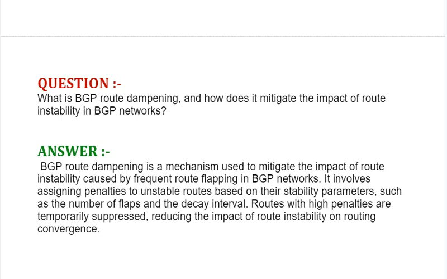Your answer should be: BGP route dampening is a mechanism used to mitigate the impact of route instability caused by frequent route flapping in BGP networks. It involves assigning penalties to unstable routes based on their stability parameters such as the number of flaps and the decay interval. Routes with high penalties are temporarily suppressed, reducing the impact of route instability on routing convergence.